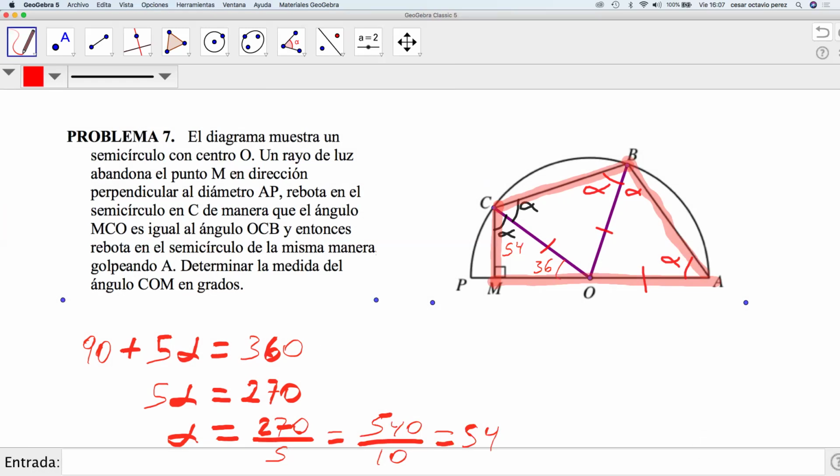Ok. Le envié el libro que estábamos trabajando la vez anterior a tus papás para que lo imprimieran si querías practicar con aquel libro de geometría. ¿Sí? Entonces, por hoy terminamos, Sebastián. Si quieres practicar, tus papás ya tienen el libro de la sesión anterior y después seguimos con estos problemas. ¿Ok?